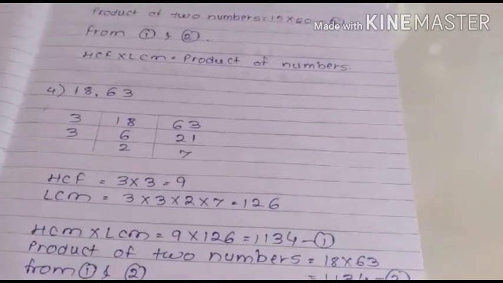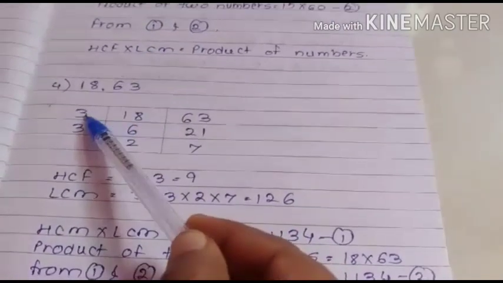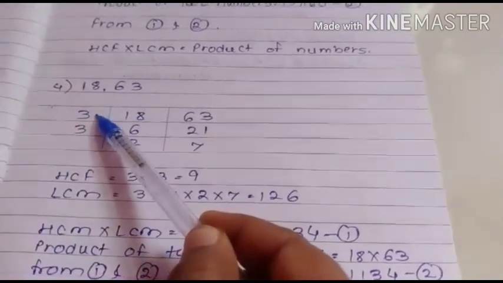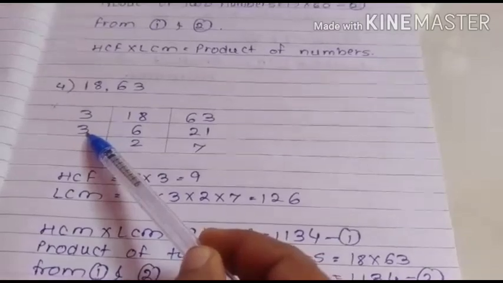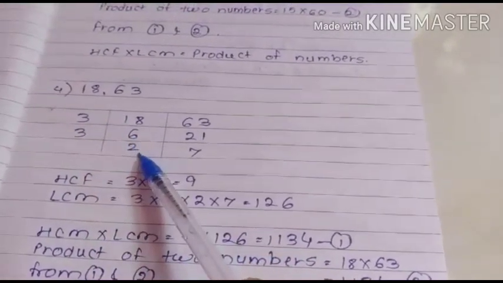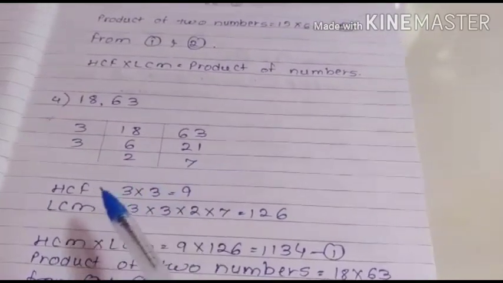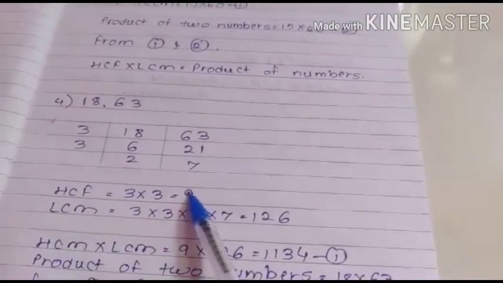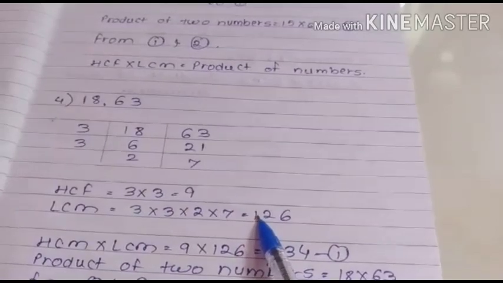So what will my SCF be? These are the common factors: 3 multiplied by 3. And what will LCM be? 3 multiplied by 3 multiplied by 2 multiplied by 7. So SCF will be 3 3s are 9, and LCM will be 126.